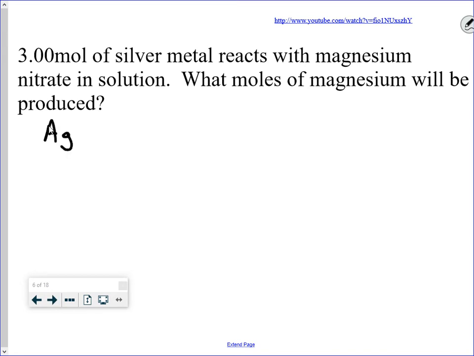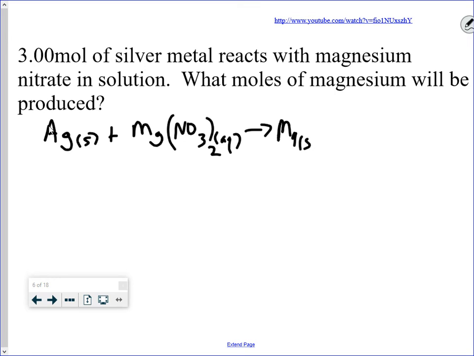Silver metal is a solid. Magnesium nitrate is aqueous. Nitrate is 1 negative, magnesium is 2 plus. This looks like a single replacement, so the magnesium gets displaced and we wind up with silver nitrate. Because it's aqueous, we need to check our solubility table, but it's always soluble with nitrate. Balancing this, we need a 2 there and a 2 there to balance out the nitrate in the magnesium substance. All right, let's write down what we know.